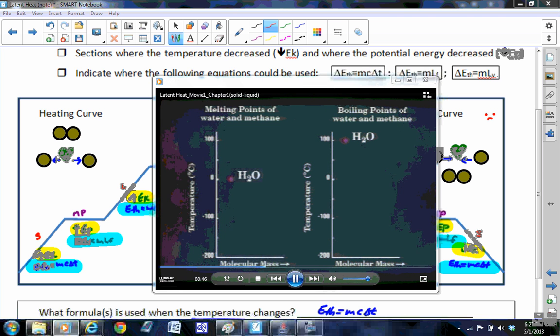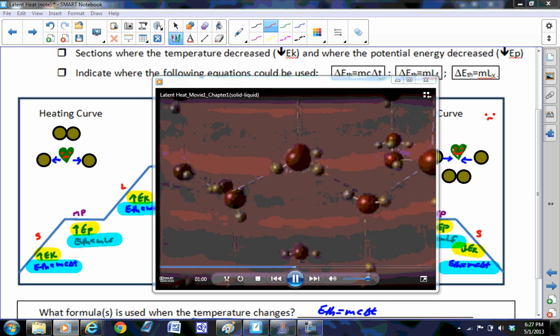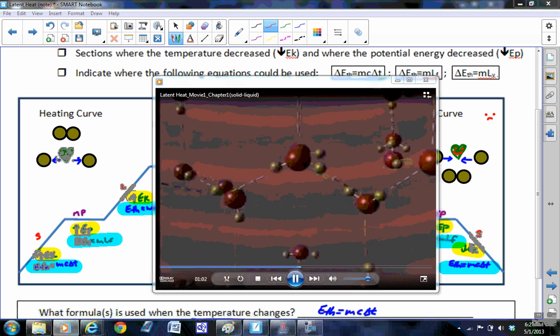For example, methane, made of molecules of similar size and mass, has a melting point of minus 183 degrees Celsius and a boiling point of minus 161 degrees Celsius. The steady addition of heat to frozen water causes the molecules to vibrate more, which raises their average kinetic energy.